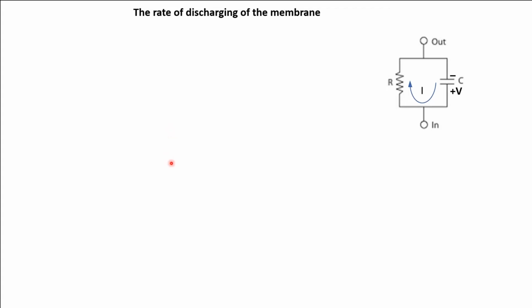Can we figure out what will be the rate of charging or discharging of the membrane? Or can we come up with a formula that tells us exactly how the charge across the membrane or the voltage across the membrane would change over time? So let's see if we can do that in the next 2-3 minutes.